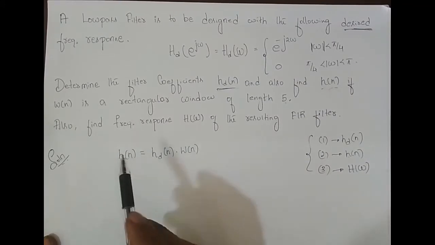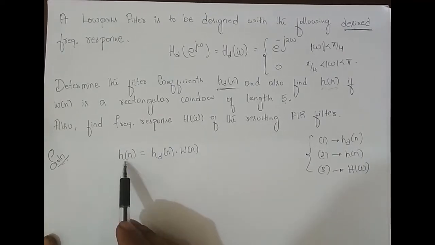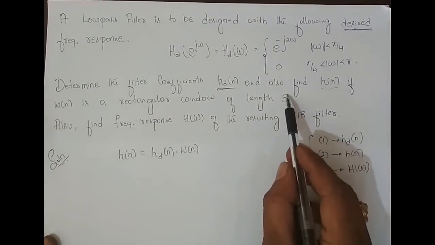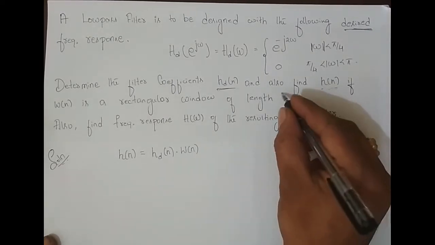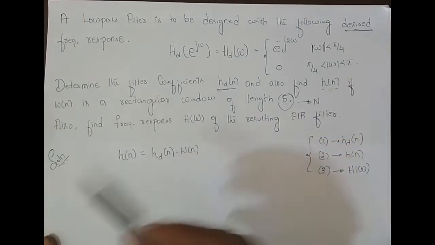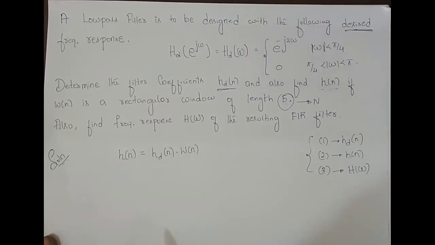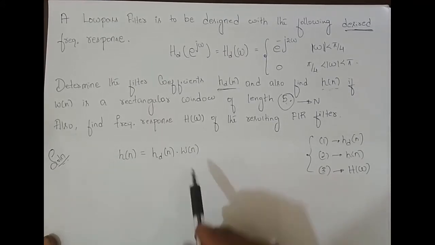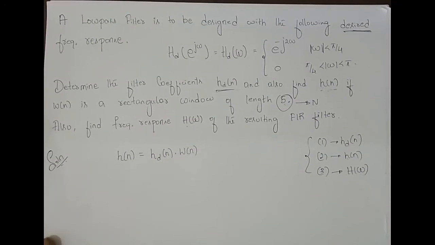It's a symmetric filter. Once we get h of n, we will get to know that it's a symmetric filter, and since the length N is 5 and this is odd, capital N is odd, and it's a symmetric filter. So we have the equation for frequency response for symmetric and N odd. We make use of that equation to get the frequency response h of omega.